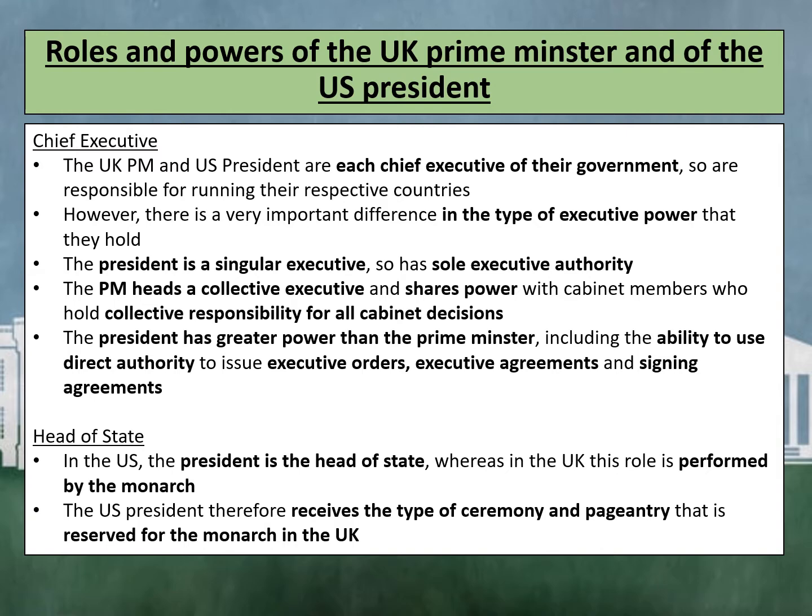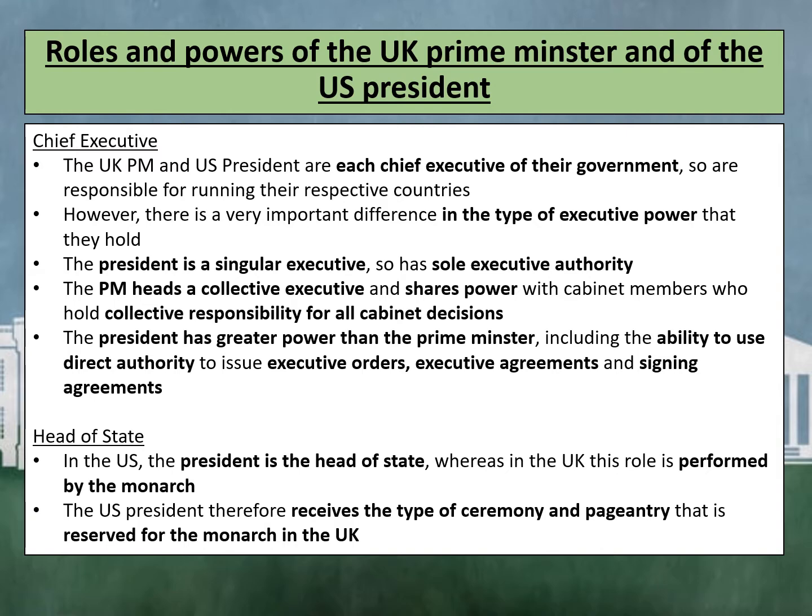When we look at the Chief Executive, the UK PM and US President are each Chief Executive of their own government, so are responsible for running their respective countries. However, there is a very different importance in the type of executive power that they hold. The President is a singular executive, so has sole executive authority, whereas the PM heads a collective executive and shares power with cabinet members, who hold collective responsibility for all cabinet decisions.